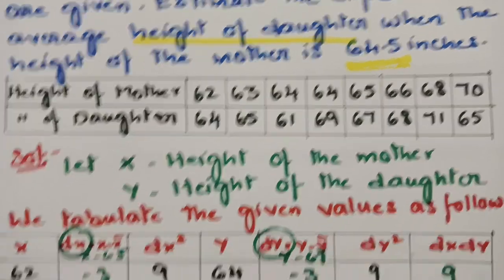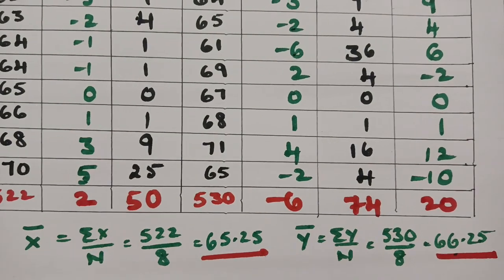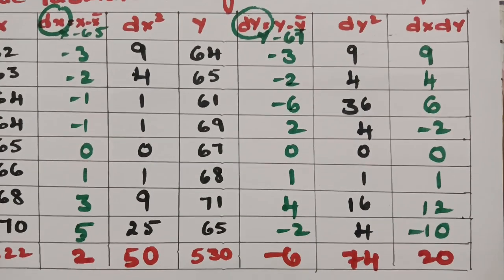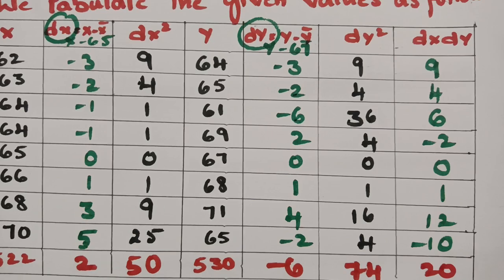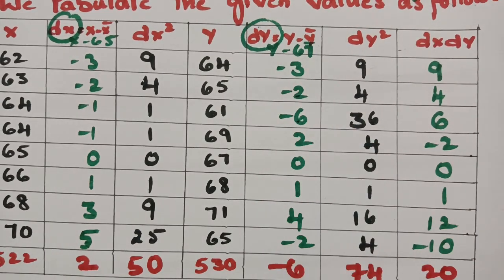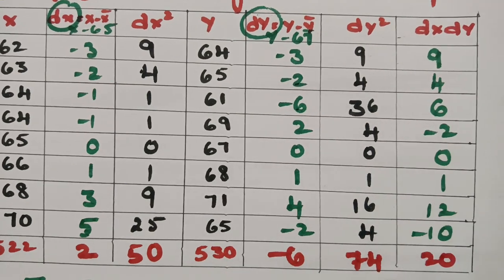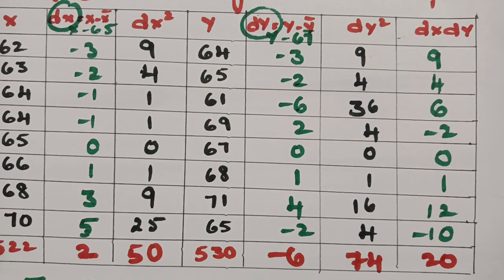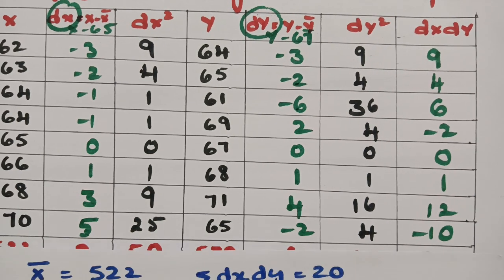For that, all the values are ready here. That is sigma dx square is 50, sigma y is equal to 50, sigma dy value is equal to minus 6, sigma dy square is equal to 74, sigma dx dy is equal to minus 20. So all the values are ready here, from the table.